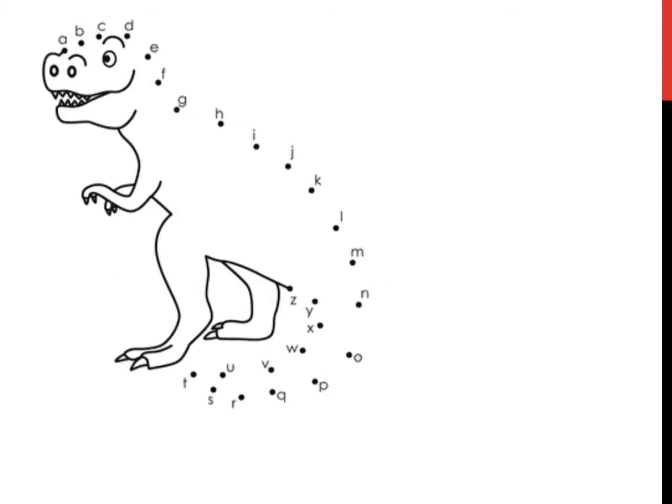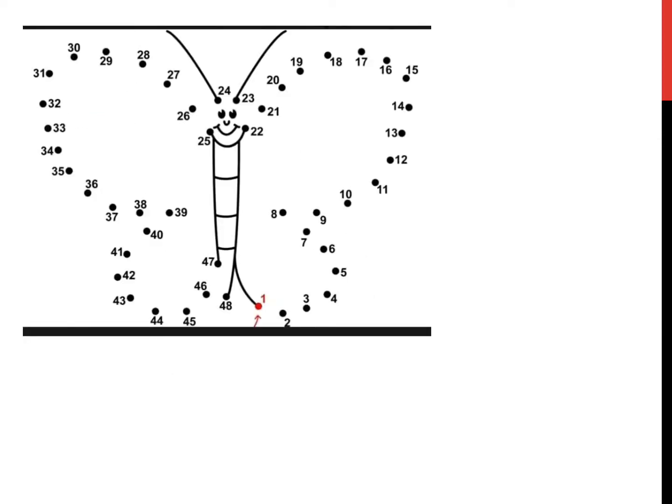What do you think would this picture be? Yes, class, this is a picture of a dinosaur. How about this one? That's awesome! This picture is a butterfly. How about this one? Yes, correct! A picture of the famous game character Super Mario. Very good, class!